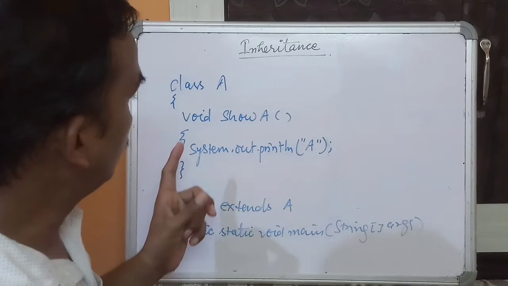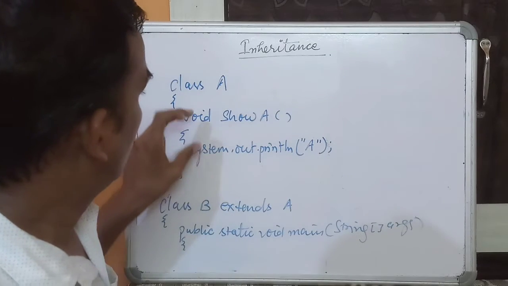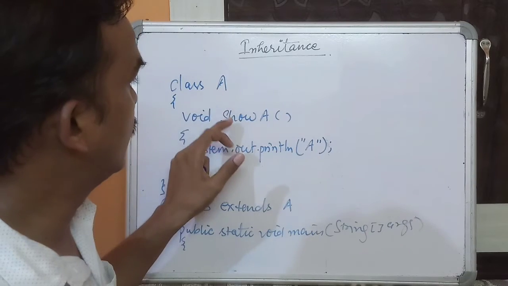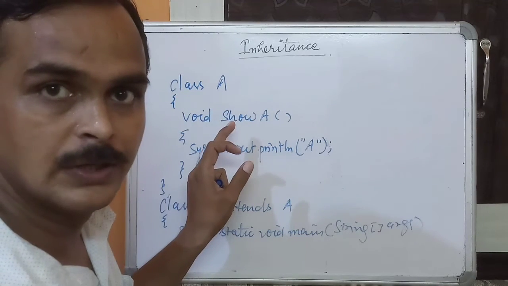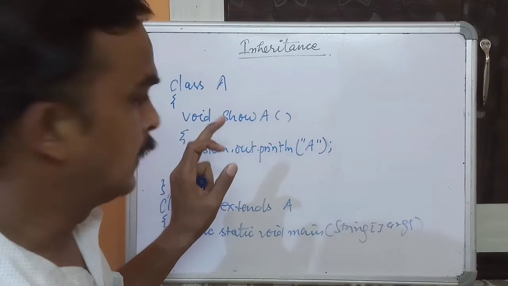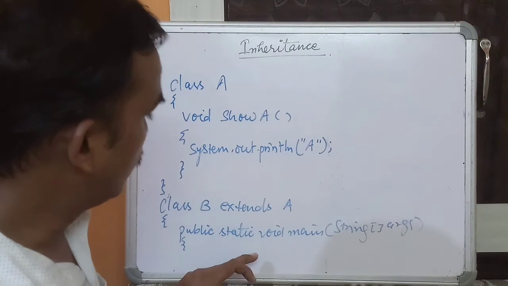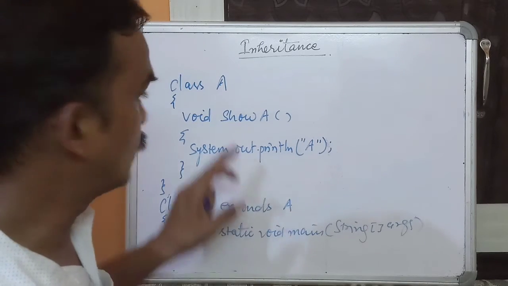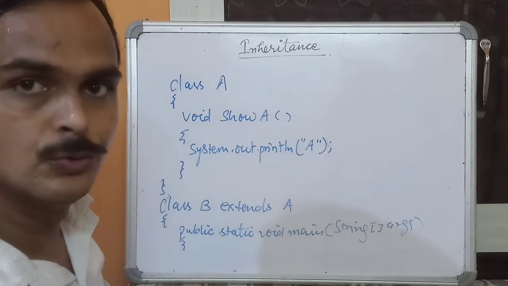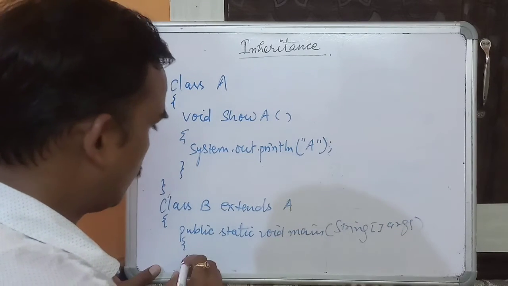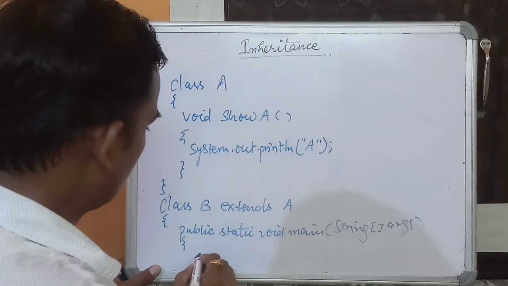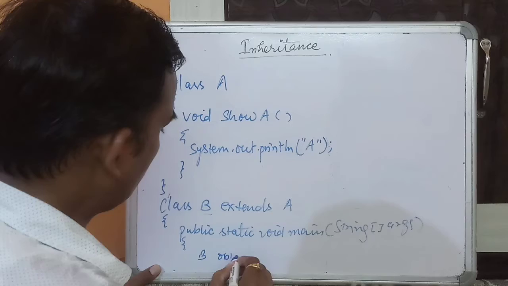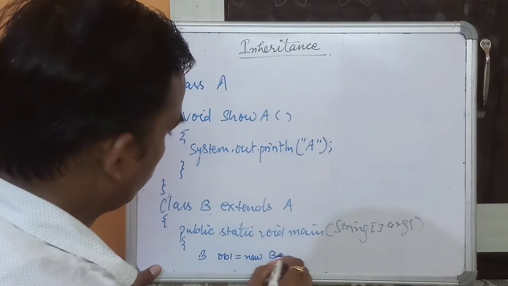Now in the previous example, we saw that when we want to access a particular method of a class, we have to create the object of the same class. But in inheritance we are creating an object of class B, and we will access the method of class A. So this is the use of inheritance. So here we create an object of class B: B ob1 equals new B.